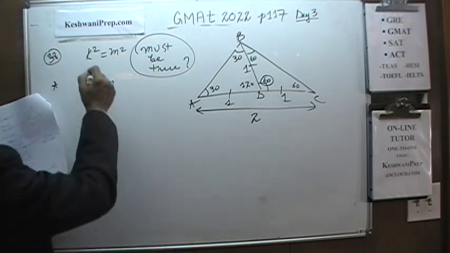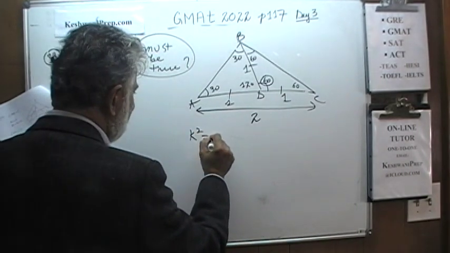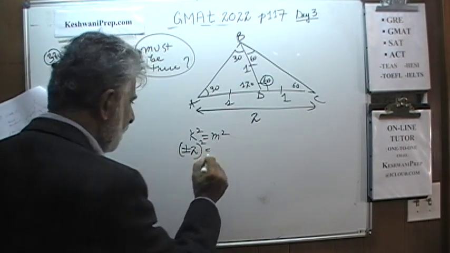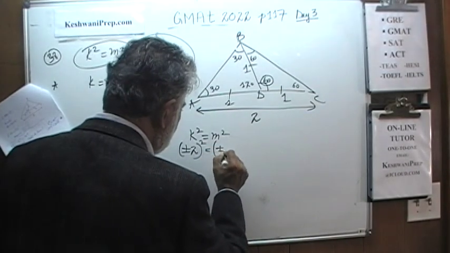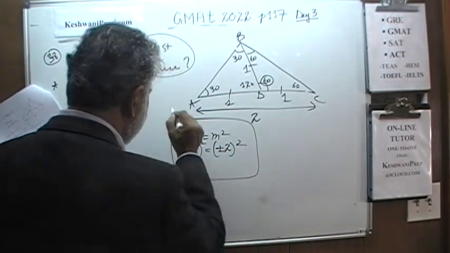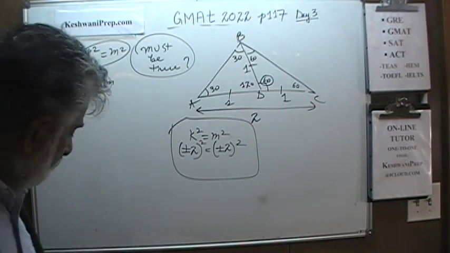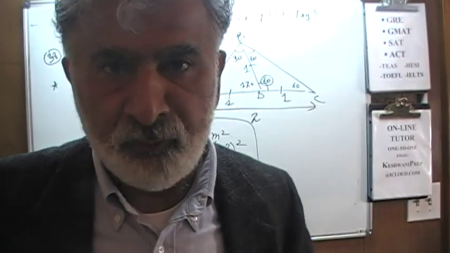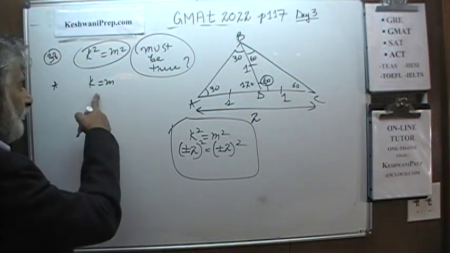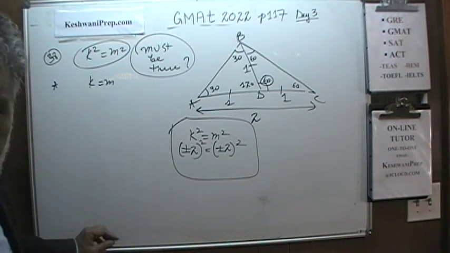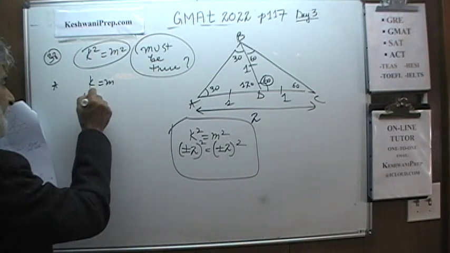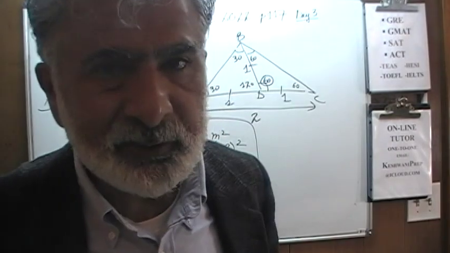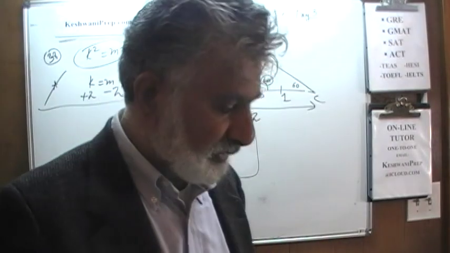So let's take a look at this situation. If k squared is equal to m squared, for example, k could be positive 2 or negative 2. Squared would be 4, and similarly m could be positive 2 or negative 2, and that's the situation we're dealing with here. What we don't know is if they're both positive, if they're both negative, or one is negative and one positive. We have no way of knowing. So it may be true that they are equal to each other, or maybe one is positive and one is negative, in which case this is not true. Statement A is something that may be true. It's not something that must be true.